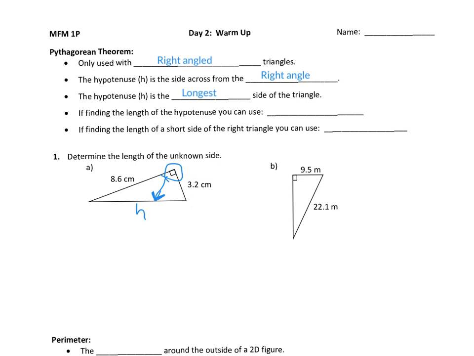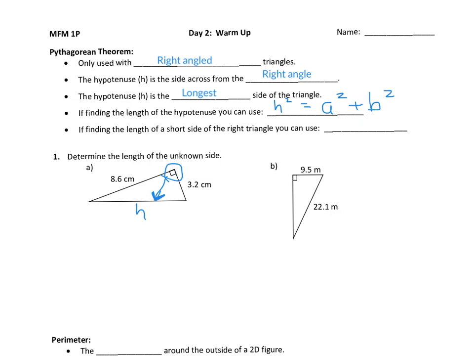And if we are finding the length of the hypotenuse, like we are for question 1A, you can use that formula that we had from the other day, where we had h squared, the hypotenuse length squared, is equal to a squared plus b squared. And remember, the a and the b are your shorter sides of your triangle. They're called the legs of the triangle.